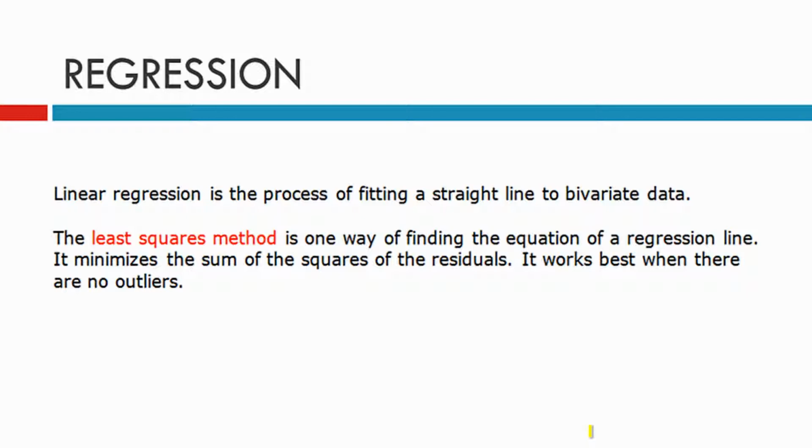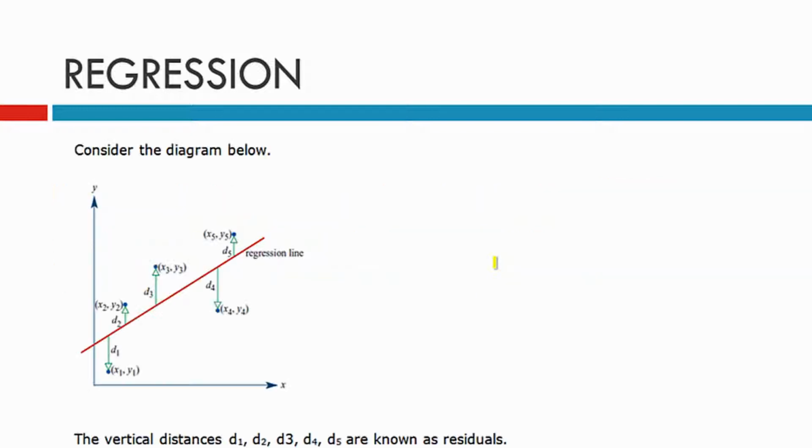Regression is the process of fitting a straight line to bivariate data. We use the least squares method. That's one way of finding the equation of the regression line. This minimizes the sum of the squares of the residuals, and it's best when there are no outliers.